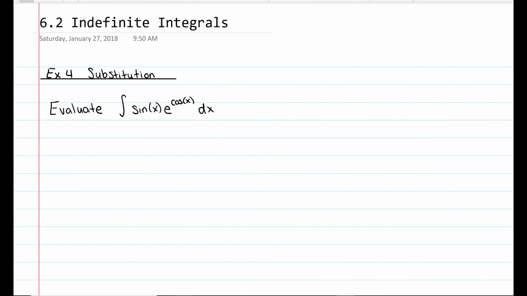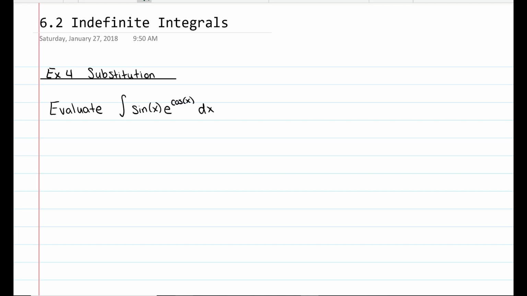Example 4, using u substitution. In this example, we're going to evaluate the integral of sine of x times e to the power of cosine of x dx. First off, looking at this problem, it's got a lot going on. You have sine of x being multiplied times the exponential function e raised to another trig function.